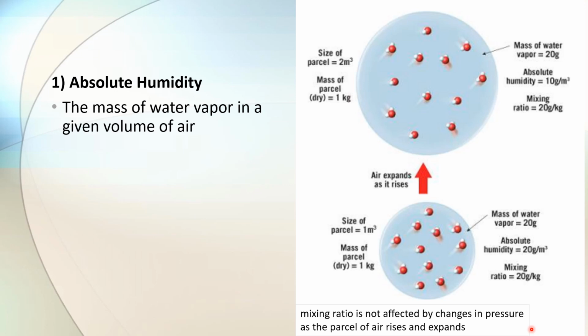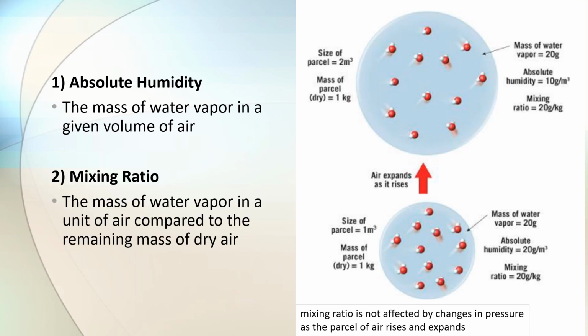So therefore, scientists or meteorologists generally prefer to use the mixing ratio to express the water vapor content of the air, because mixing ratio is not affected by changes in pressure as the parcel of air rises and expands. So what is mixing ratio? Mixing ratio is the mass of water vapor in a unit of air compared to the remaining mass of dry air. Because it is a mixing ratio, it is measured in units of mass, usually grams per kilogram.